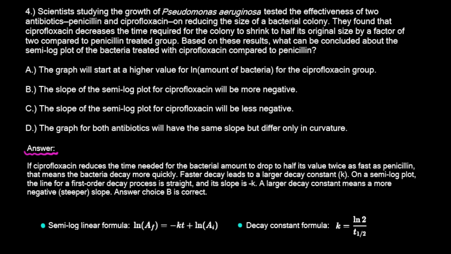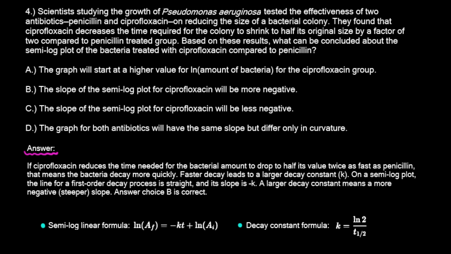So, what is this question really asking, and how can we arrive at the correct answer? This question wants you to determine how the semi-log plot of bacteria treated with ciprofloxacin will differ from the plot of the bacteria treated with penicillin. To answer that, we need to focus on two key factors. One, the experimental result, and two, what the question is asking us to compare. The question states that ciprofloxacin cuts the time required for the colony to shrink to half its original size by a factor of 2 compared to the penicillin treated group. So, what does that actually mean?